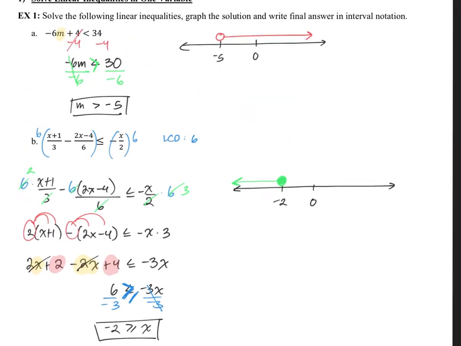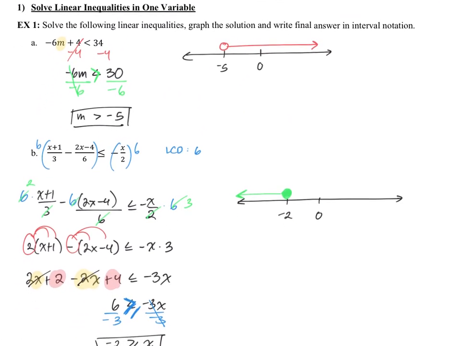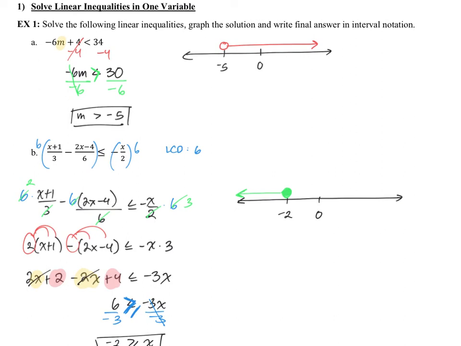Oh, I just realized I didn't write interval notation for my other problem. Let's go back and fix that. So I'm going to do interval notation for both of these. So for the first one, where do we start? Remember, reading from left to right. Well, we start at negative 5. Do we include it? No, we don't. So open parentheses, negative 5 to infinity.